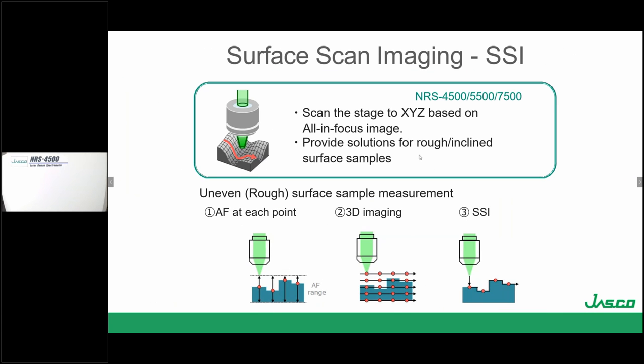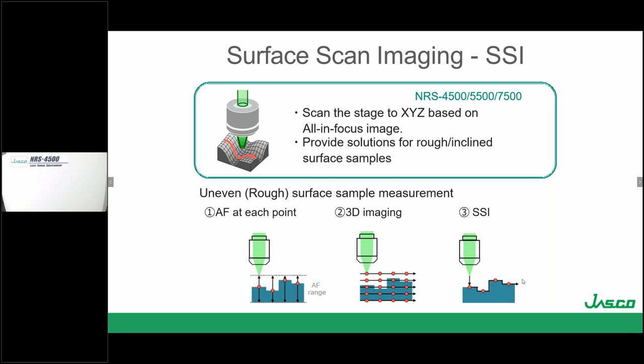And the last technique that I'm going to use is the surface scan imaging, or SSI. What this technique does is move the stage up and down and in X and Y to have the maximum focus at a specific point and the maximum Raman signal. That means we can measure any sample with different topographies. Usually when other manufacturers use autofocus, the instrument scans the surface at the same height. For the 3D imaging, the stage does the scanning at the same height, and that is how the image is constructed.